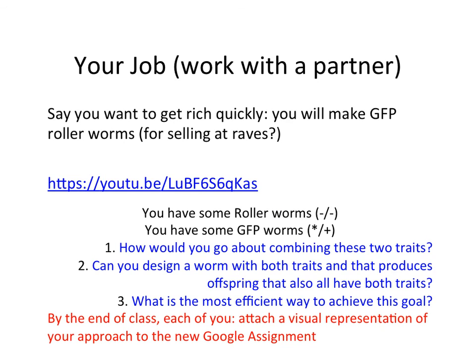We're talking about setting up crosses, Mendel's laws, etc. So please think about those three questions. If you had worms that were rollers and worms that were green, what would you do to combine those two traits together to make a green roller worm? Can you design a worm that is both green and a roller that produces offspring that have both of those traits? And what's the best way to do that? So we're going to talk about this in class next time. Think about this as you are preparing for class and reading the textbook.